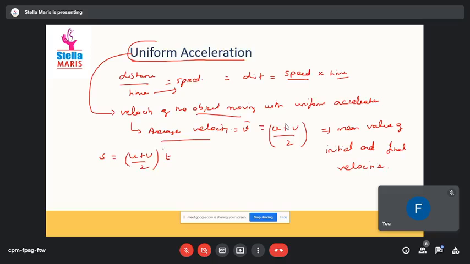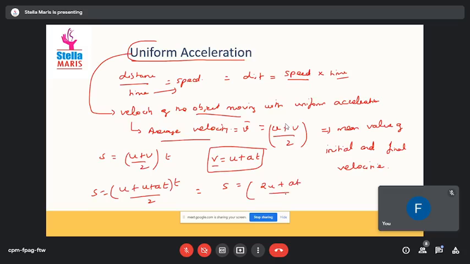Now you know what v is in the first equation. v is equal to u plus at, right? Substitute this value here. So s is equal to (u plus u plus at) divided by 2, into t. We can simplify: u plus u becomes 2u plus at, divided by 2, into t. Take this t inside, so it becomes (2ut plus at squared) divided by 2, which is equal to s.